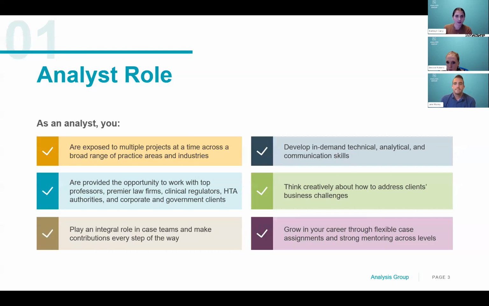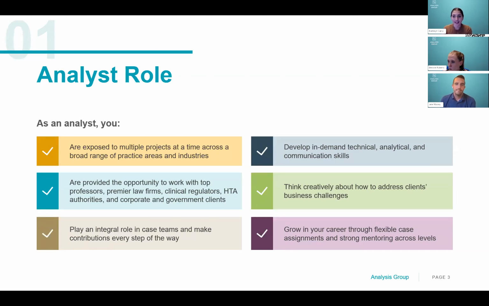Generally, though, it's pretty hard to write a job description for an analyst because it does change from case to case, as well as from day to day. However, we do want to highlight a few key components of this role. So, as an analyst, you are exposed to multiple projects at a time across a broad range of practice areas and industries. You are provided with the opportunity of working with top professors from leading institutions, counsel from premier law firms, submitting to clinical regulators like the U.S. Food and Drug Administration, and working with corporate and government clients.